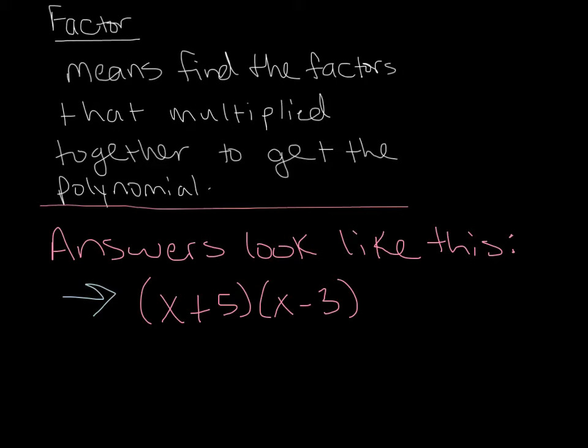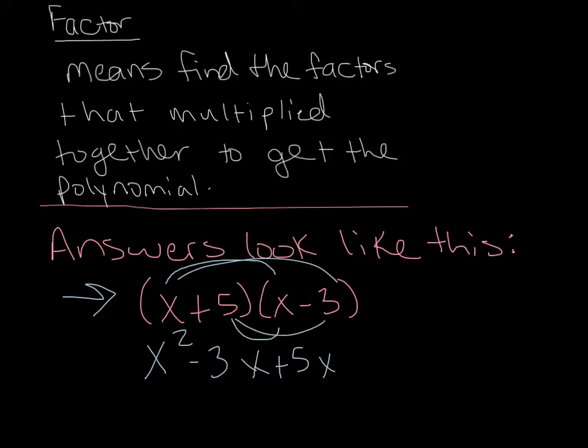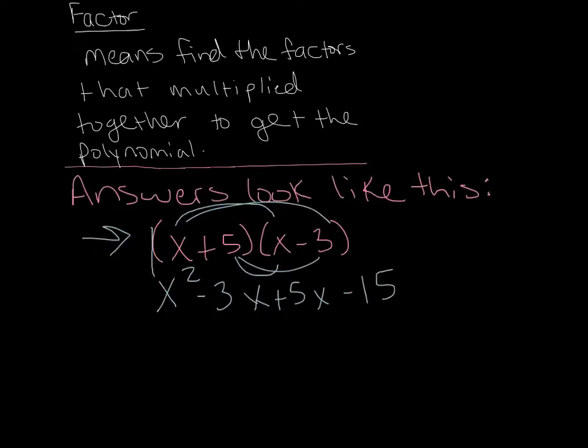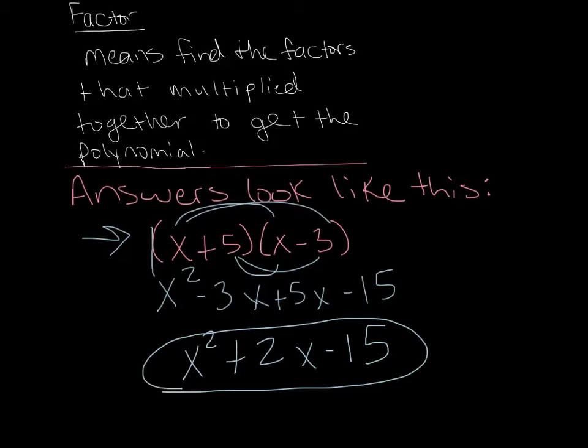If you remember, we would multiply and get x times x, which was x to the second. X times negative 3 was negative 3x. 5 times x was 5x. And 5 times negative 3 was negative 15. So if you put the two middle terms together, you'd have x squared plus 2x minus 15. So now this is what our problems are going to start like.